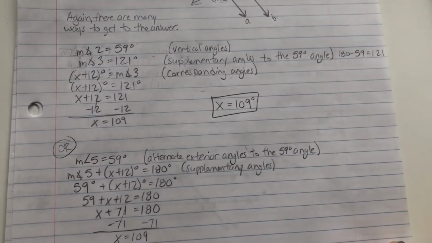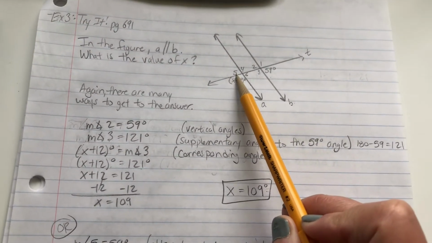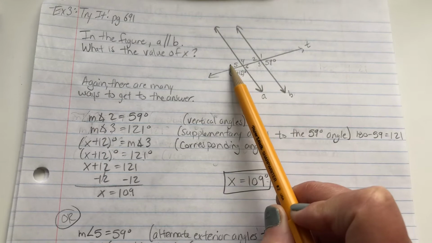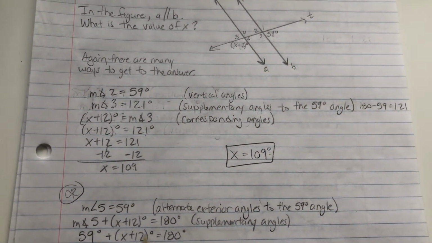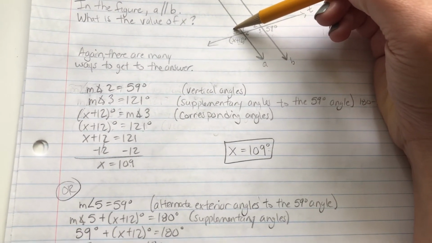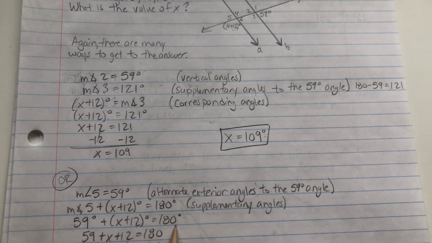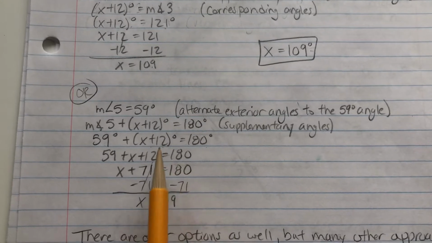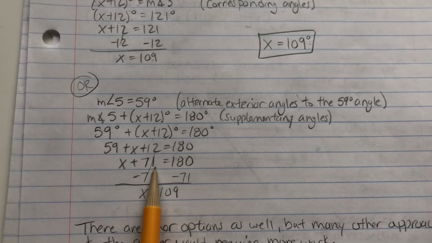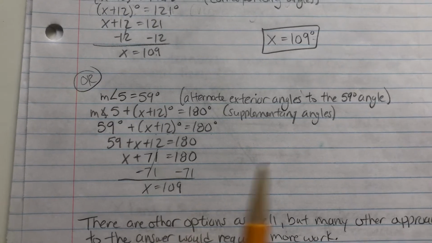The other approach that I took in here was I knew that the measure of angle 5 has to be 59 degrees because these angles here are alternate exterior angles, so they are congruent. And then I knew that this formed a supplementary angle. So the measure of angle 5, which we just said was 59 degrees, plus the angle that says x plus 12 degrees has to equal 180. Again, we can ignore these notations. This is just addition. So 59 plus x plus 12 is the same thing as x plus 71. Subtract it away to the other side, and we get x equals 109.